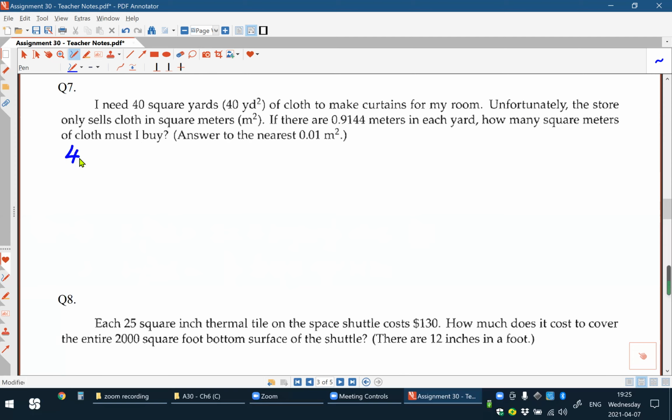Okay, so basically we need 40 square yards, right? And we need to convert it to square meters. We don't know what the number is here, right? Okay, so suppose 40 square yards equals X square meters. So how do you make the conversion? First of all, we need to know the conversion rate, right? We need to know 1 yard is how many square meters. This is called the conversion rate.